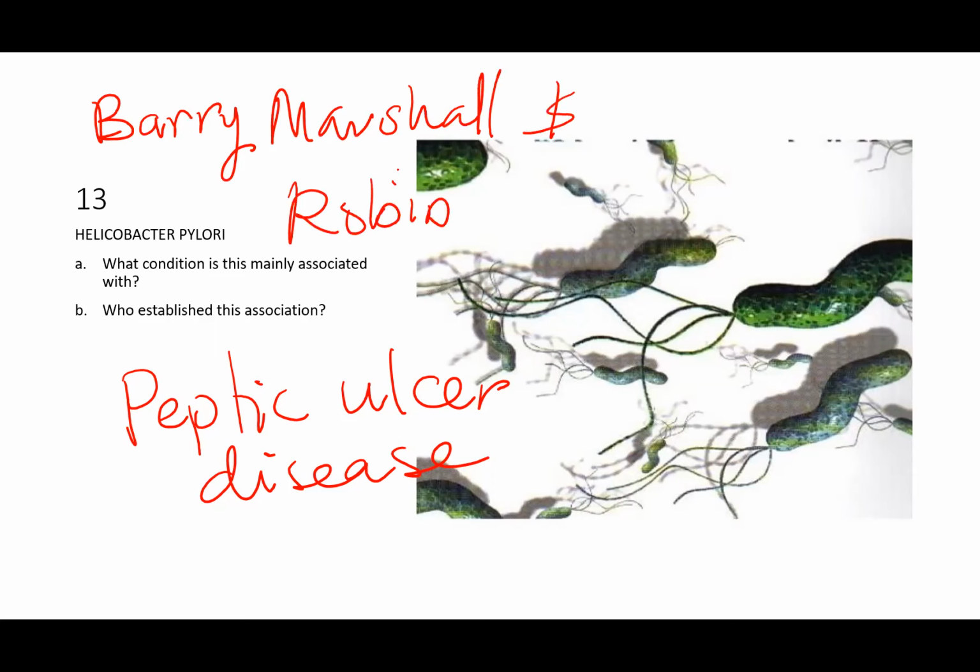Since it's MCQ, when you see a name like this, you know the correct one. So Warren, Robin Warren, in 1982. In 1982 in Australia. So Helicobacter pylori is associated with peptic ulcer disease.